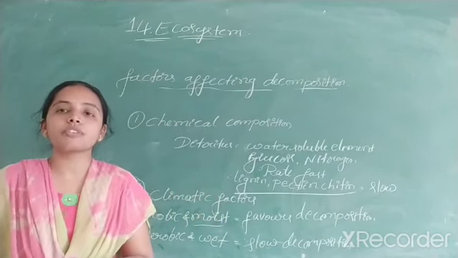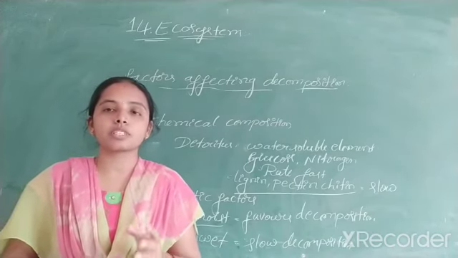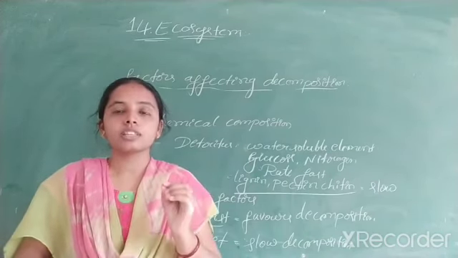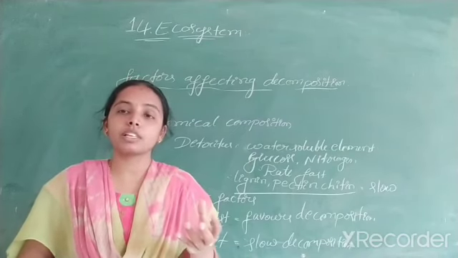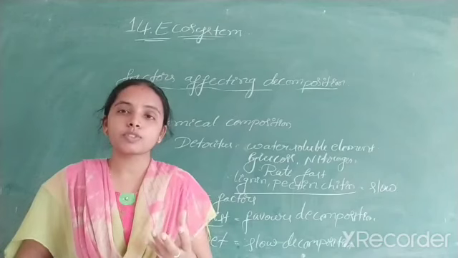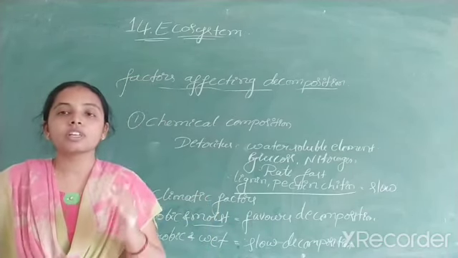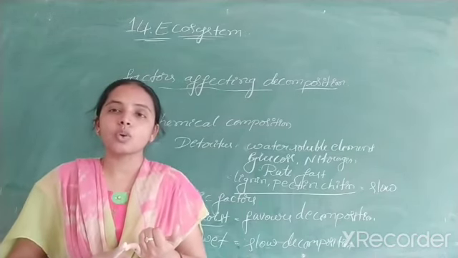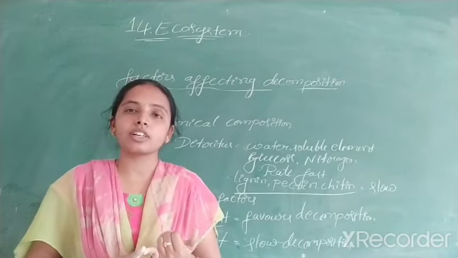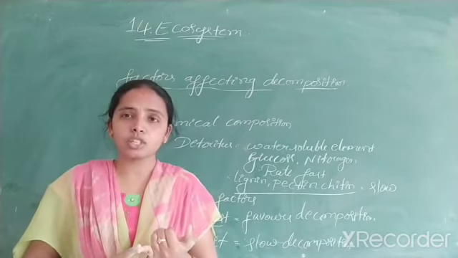The process of conversion of complex organic substances into simple inorganic substances is called decomposition. The dead remains of plants and animals are called detritus. The organisms which depend on detritus are called detritivores, for example, earthworm. The steps involved in decomposition: fragmentation, where the detritus is broken down into smaller particles by detritivores.